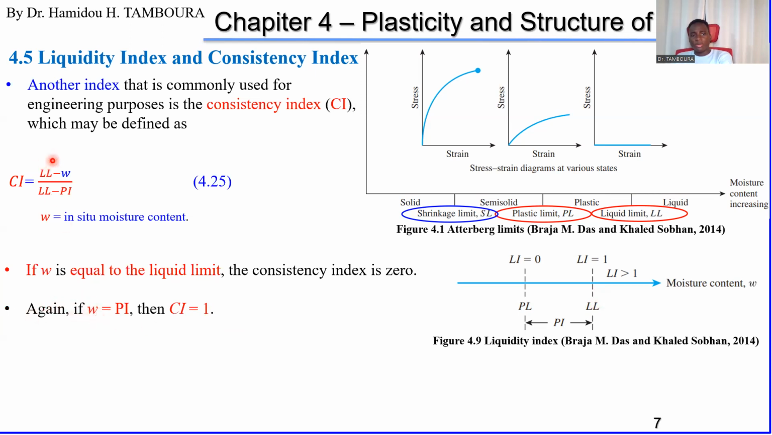And if we have the water content equal to this value, meaning the plasticity index, the gap between liquid limit and plastic limit, in that case, we will have consistency index equal to 1, because remember that the denominator here is nothing but this plasticity index, liquid limit minus plastic limit.